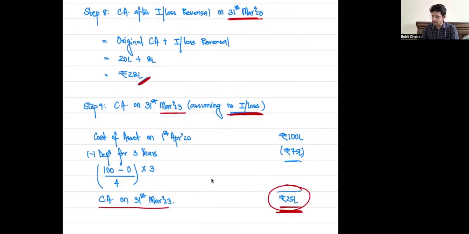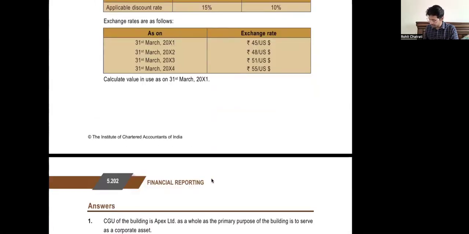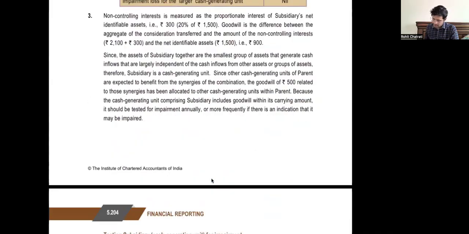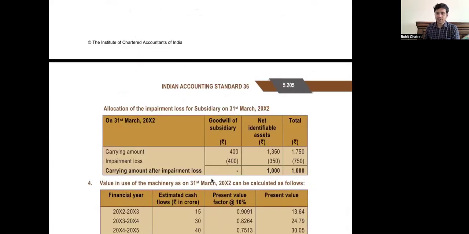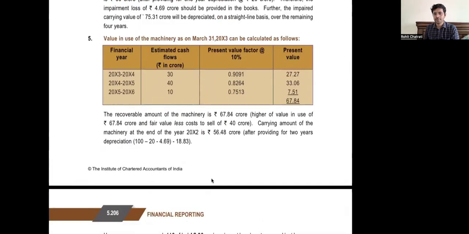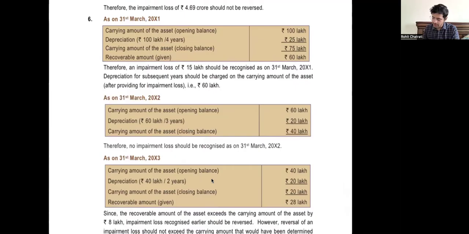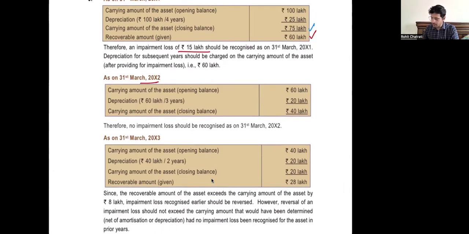Let us quickly see the solution of the institute as well. On 31st of March 2021, we had carrying amount of 75 lakhs, recoverable amount of 60 lakhs, and therefore impairment loss of 15 lakhs was recognized. On 31st of March 22, carrying amount was also 40 lakhs, and therefore there was no impairment loss because carrying amount and recoverable amount were equal.